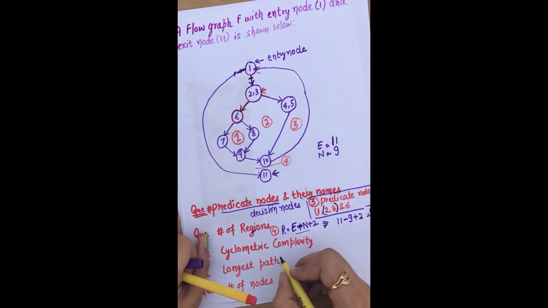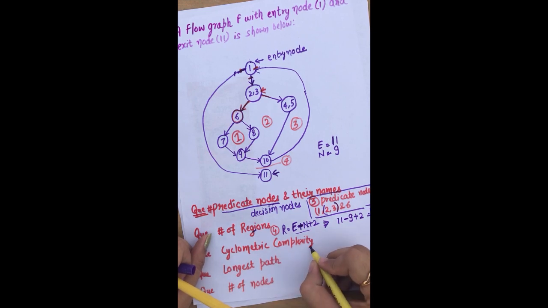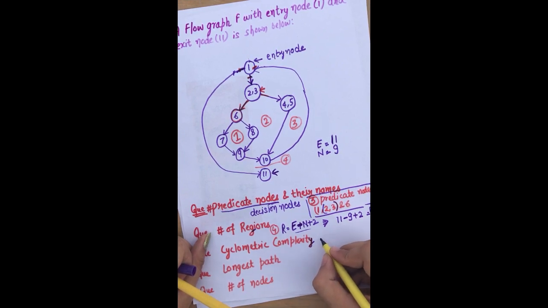Now what is the cyclomatic complexity? Cyclomatic complexity is the same as the number of regions, so you can find this as 4.